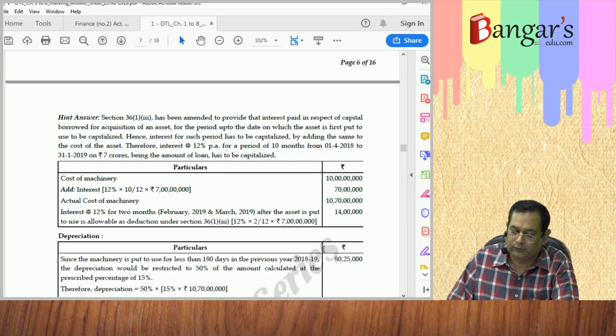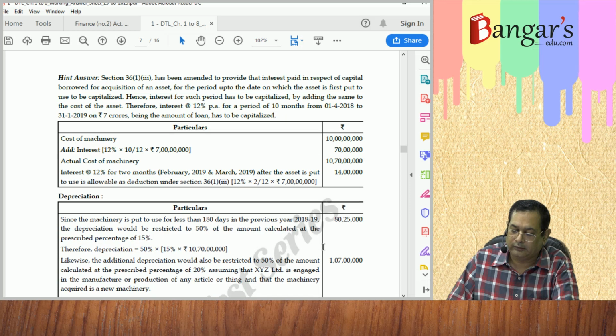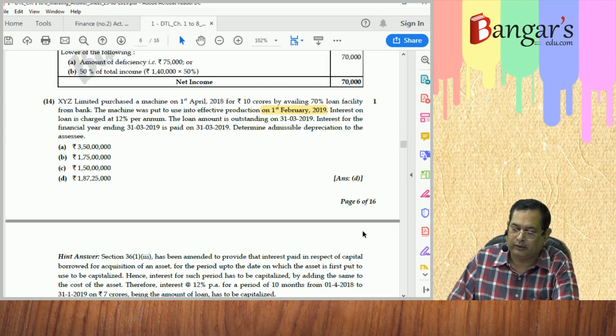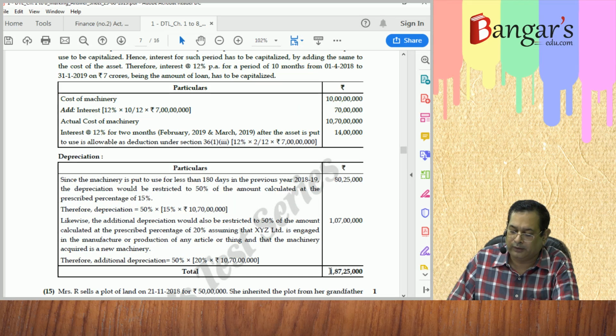So machine cost works out to be 10 crore 70 lakhs, on which depreciation shall be admissible at half rate, that is 7.5% of rupees 10 crore 70 lakhs, 80 lakh 25,000, and additional depreciation will be admissible at rate of the 10% of the actual cost. So total admissible depreciation will be this much amount.